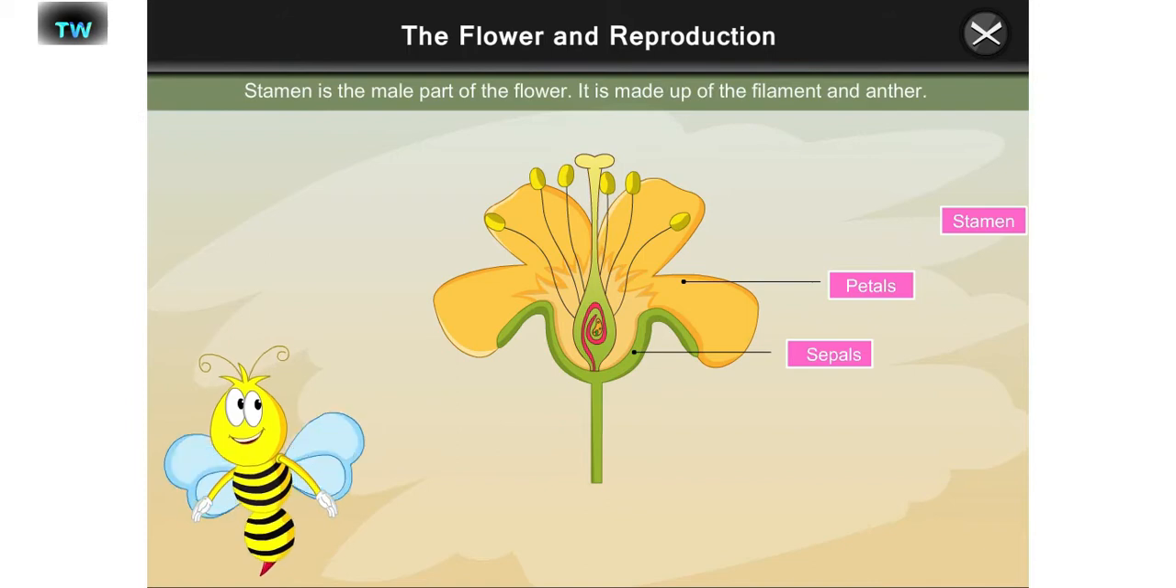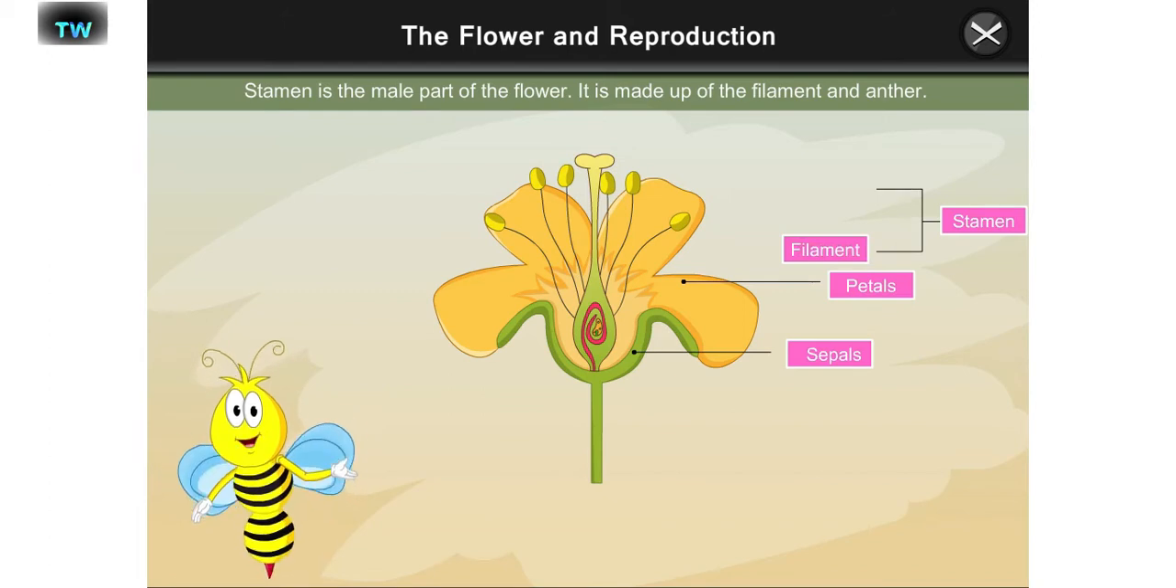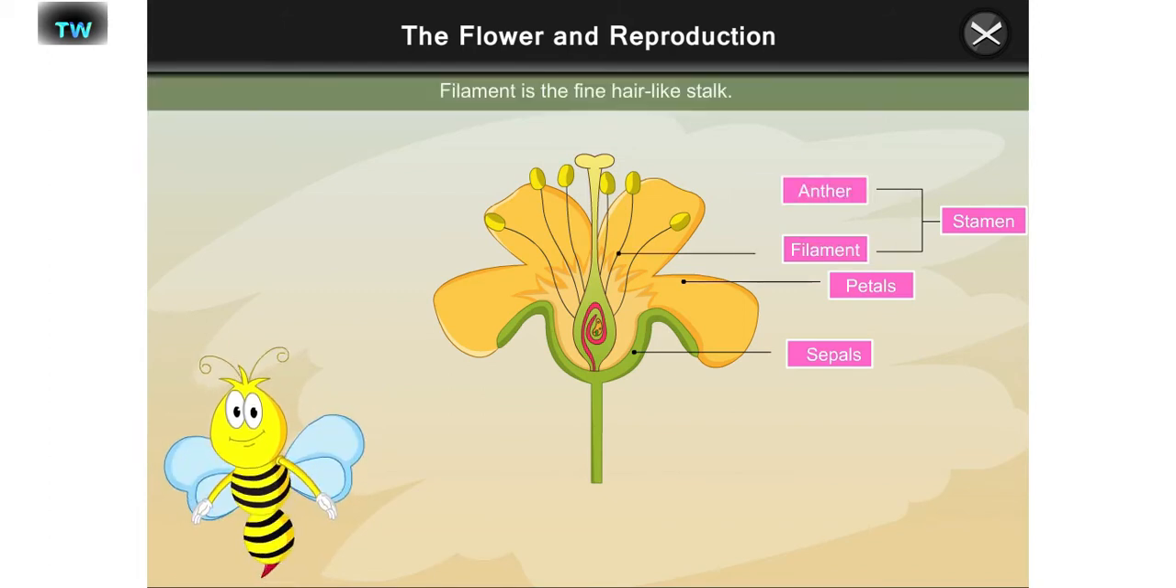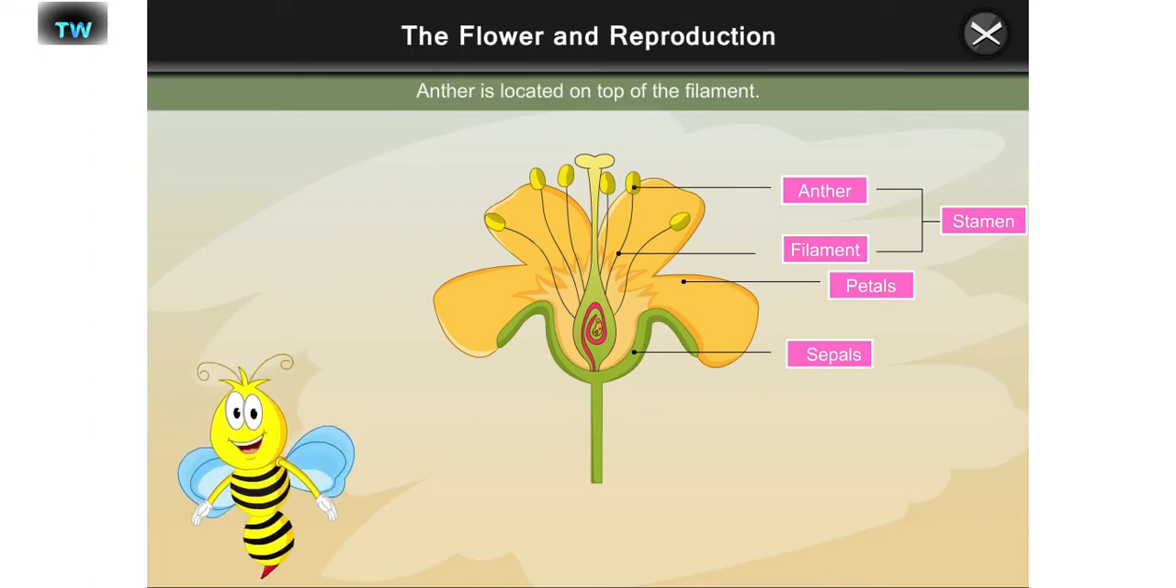Stamen is the male part of the flower. It is made up of the filament and anther. Filament is the fine hair-like stalk. Anther is located on top of the filament.